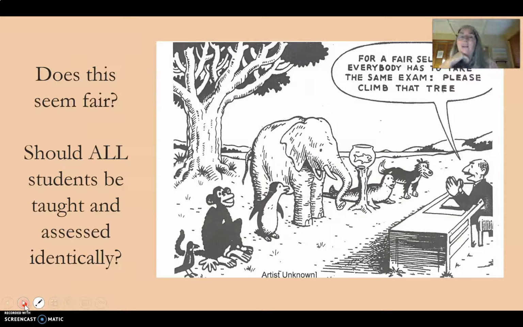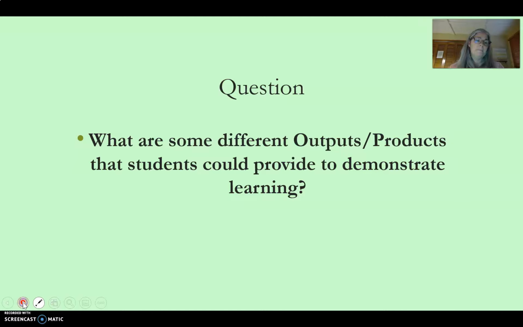So here's something to kind of put you in the mind of this. So does this seem fair? And you see here the teacher saying, for a fair selection, everybody has to take the same exam. Please climb that tree. With my question of, should all students be taught and assessed identically? That climbing that tree is obviously going to be way easier for some of these animals, like your monkey, but impossible for some animals like your fish or perhaps your seal or your penguin and your elephant.